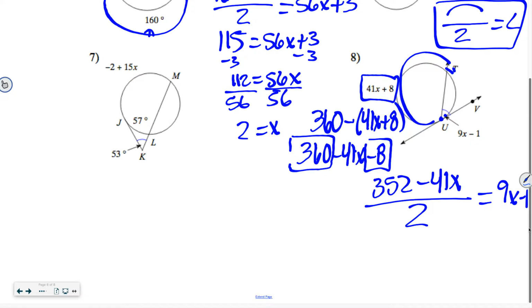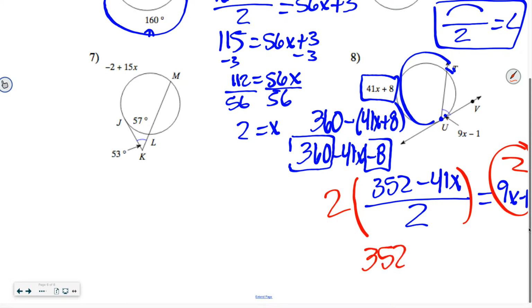Now, when I look at this math problem, does 2 nicely go into 41? It doesn't, not at all. And so there's a simple trick that I can use to make life easier. Instead of cutting this in half, I can multiply this side by 2. I can double this side. So I get 352 minus 41x equals, and then 9x minus 1 doubled is 18x minus 2.